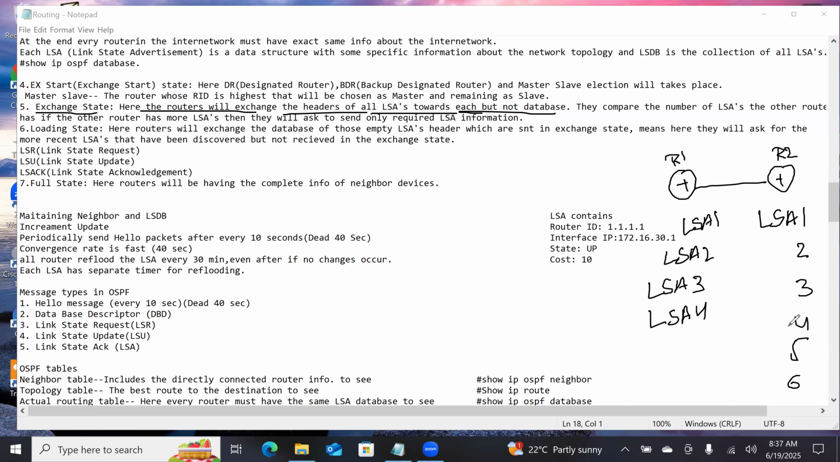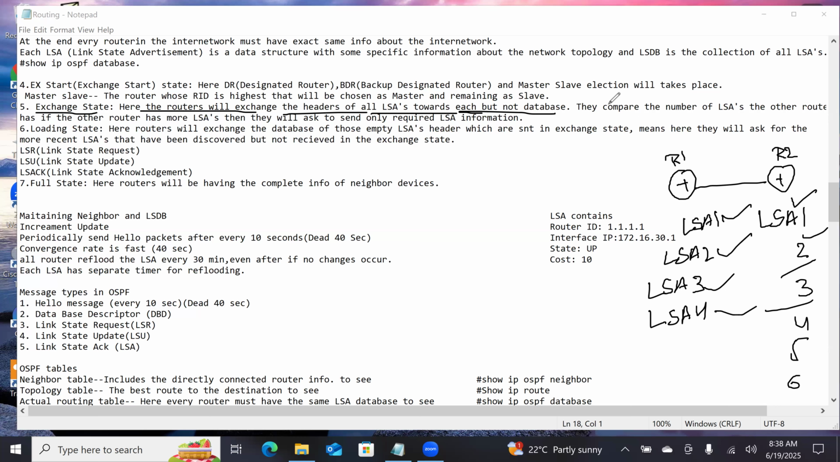So router 1 compares with router 2: which LSAs I have and what he has. Okay, I have LSA 1, he also has 1, 2, 3, and 4. Which are missing? 5 and 6. And router 1 will ask for it: it is my right to have these LSA 5 and 6 also, please give them to me. Okay, but that will happen in the loading state.